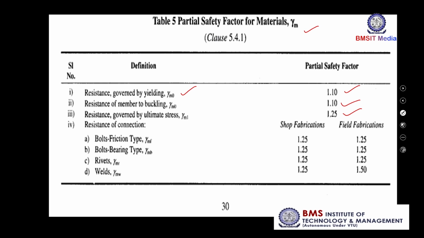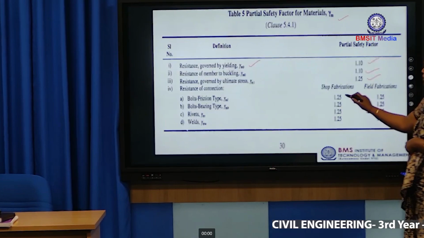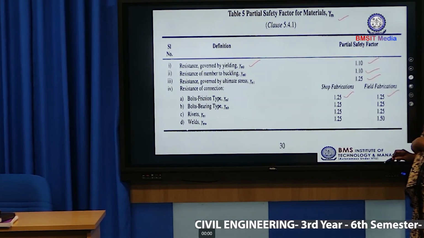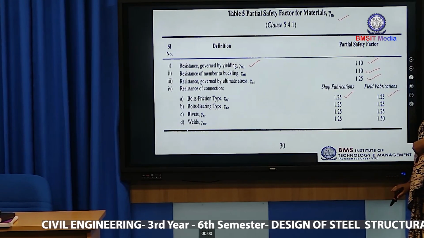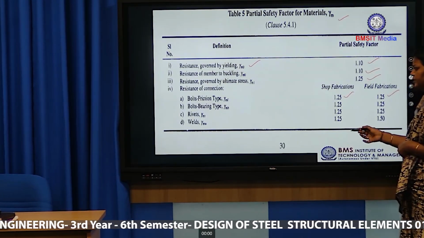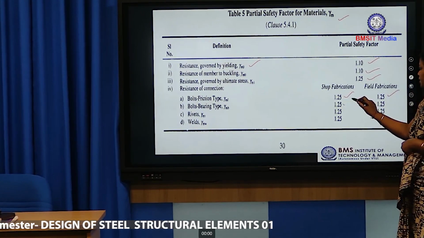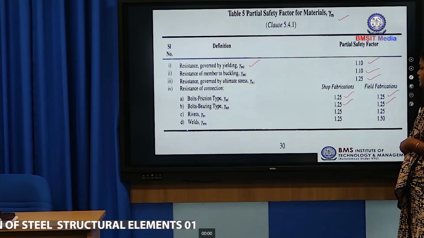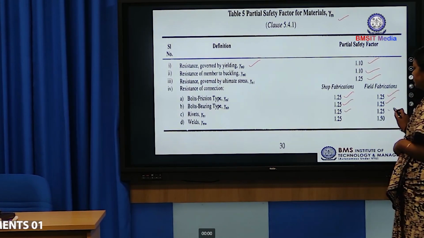Next, coming to the connection. For the friction type, shop fabrication and field fabrication, both are 1.25 only. For bearing type, that is unfinished and finished bolt, here also the same partial safety factor, and rivet also 1.25.